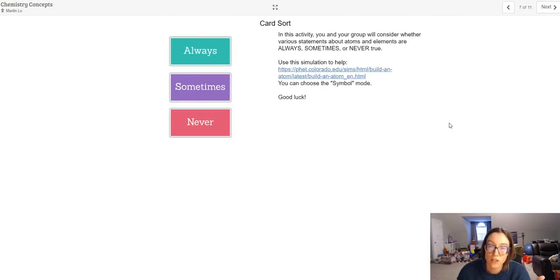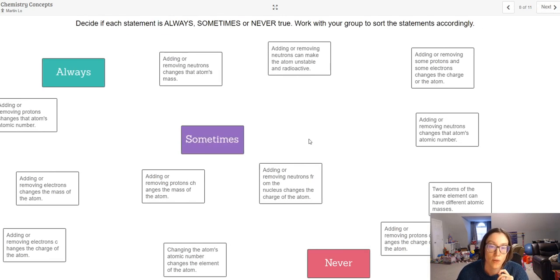All right, so this is a card sort. This one's a little bit more confusing. It'll take a little bit of time. So I recommend you go ahead and start the card sort. You can use the simulation to help, pause the video, and then work on the card sort as you go. These are the big cards. We're going to do always, sometimes, or never. I'm going to give you a second, pause, work on the card sort for a little while, and then once you unpause me, we'll go over the answers.